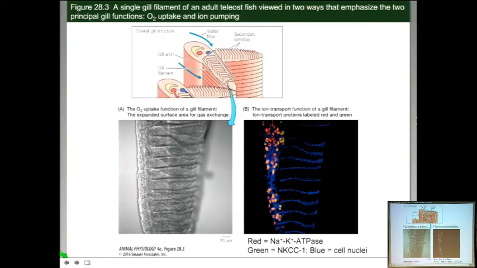Now, this is a good example of the gill where you have the filaments and the secondary lamella. And now this is just to show that from this same figure, where you have the ion transport aspect is localized at the base of these cells here along the base of the filament. These have been stained for sodium potassium ATPase, and there's some green ones here that are stained for the sodium potassium 2-chloride cotransporter. The blue is the nuclei of cells. So here the oxygen transfer function is essentially out here, but the ion transport function is down along here.